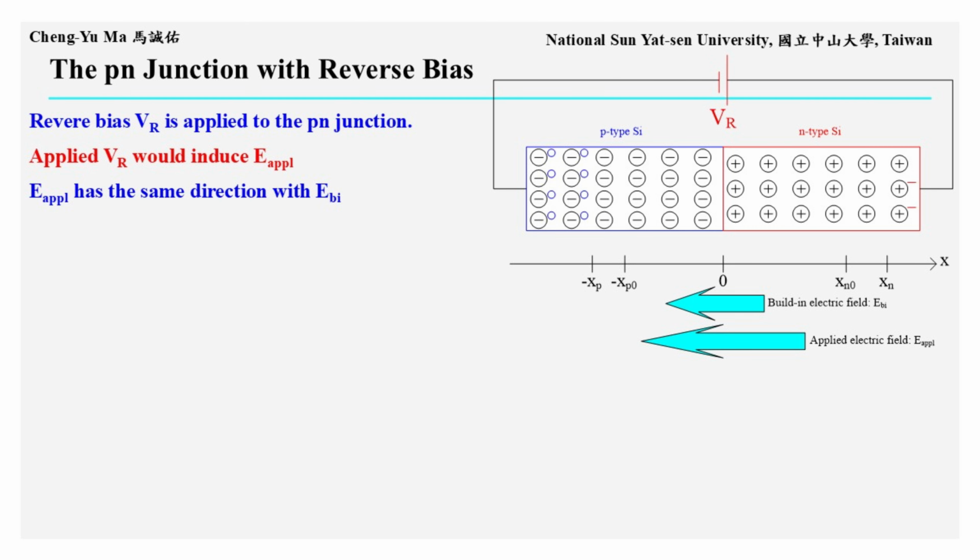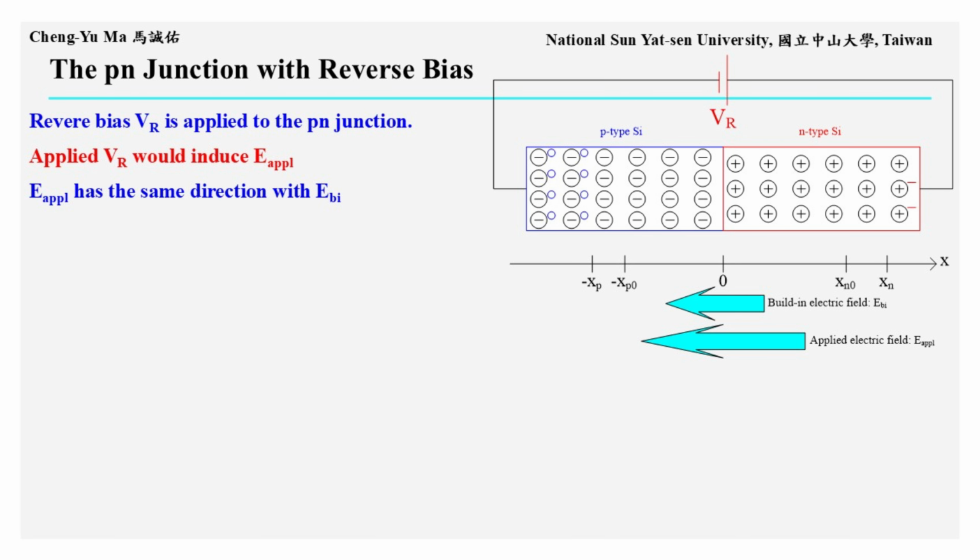When a reverse bias VR is applied to the p-n junction, this voltage difference generates an applied electric field, E applied, inside the p-n junction. The direction of the electric field is from the higher applied potential to the lower applied potential, which means from the n-type semiconductor toward the p-type semiconductor. This applied electric field has the same direction as the original built-in electric field, EBI, of the p-n junction.